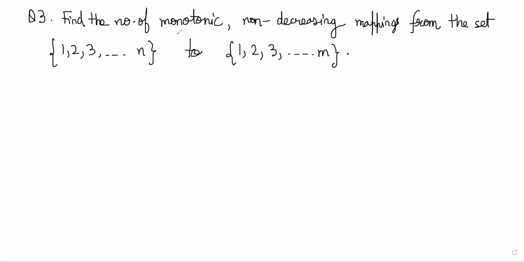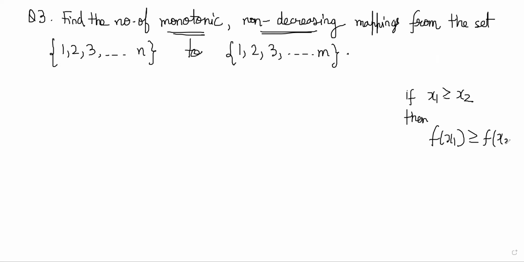So first of all, monotonic means what? Monotonic is either an increasing function or a decreasing function. And non-decreasing, they have said it is non-decreasing. So what we have here is that if x1 is greater than or equal to x2, then f of x1 should be greater than or equal to f of x2. That is the meaning of non-decreasing, right? We have to find the total number of functions from this set to this set, as long as they are non-decreasing, right?